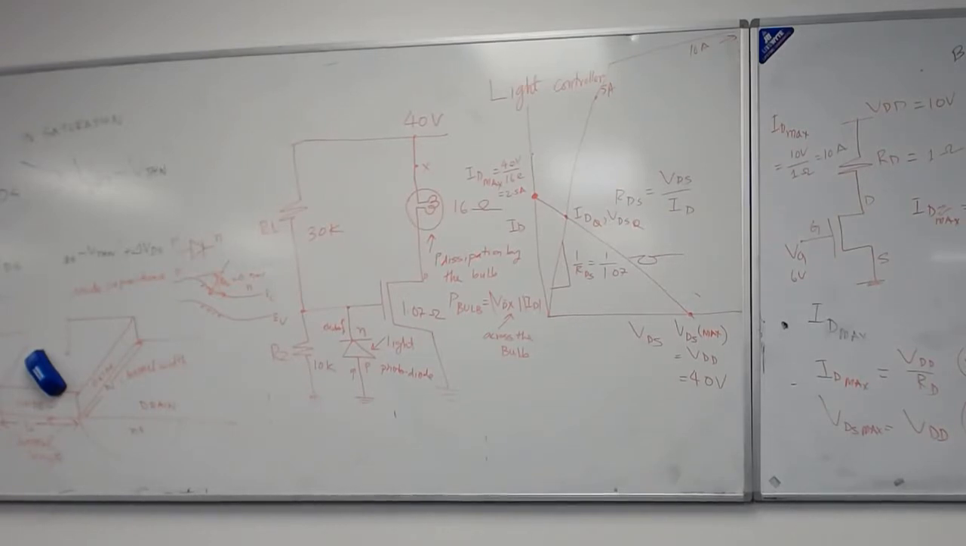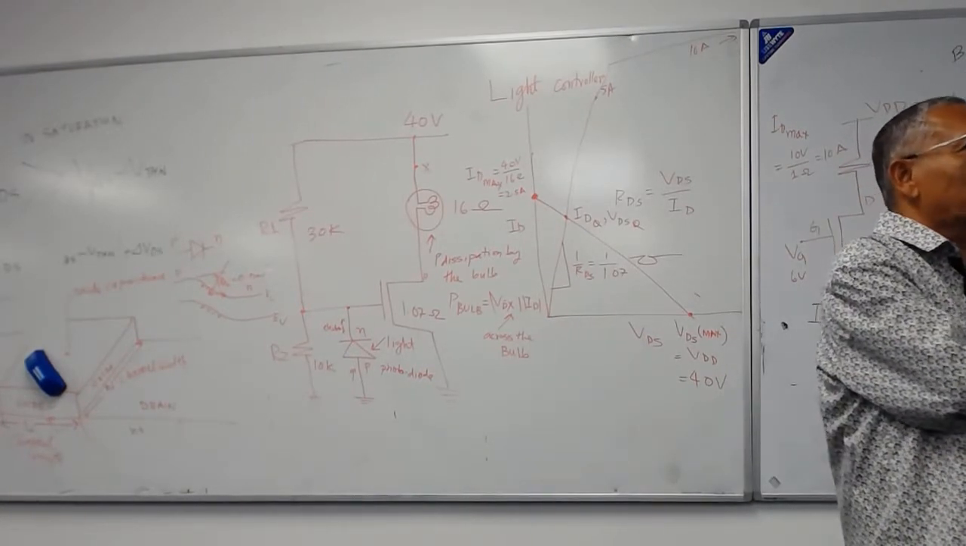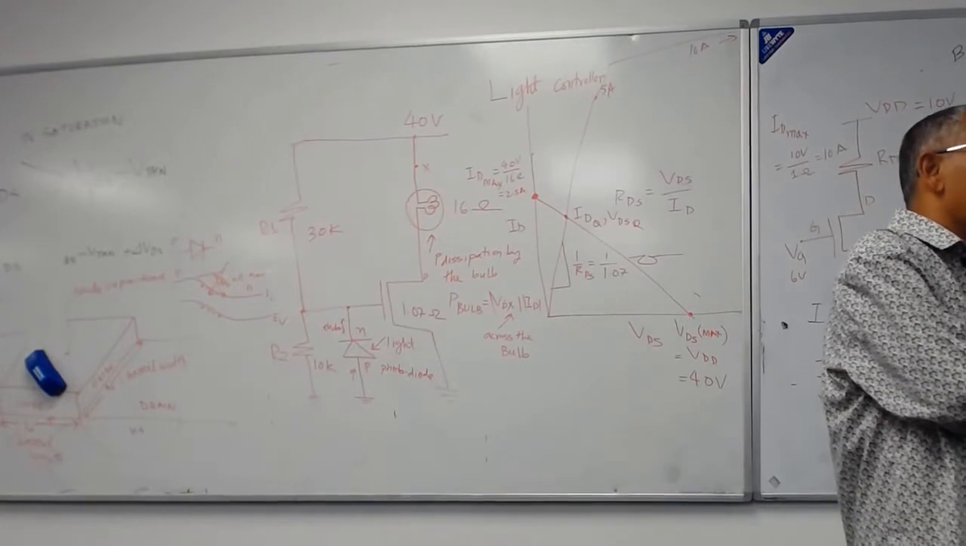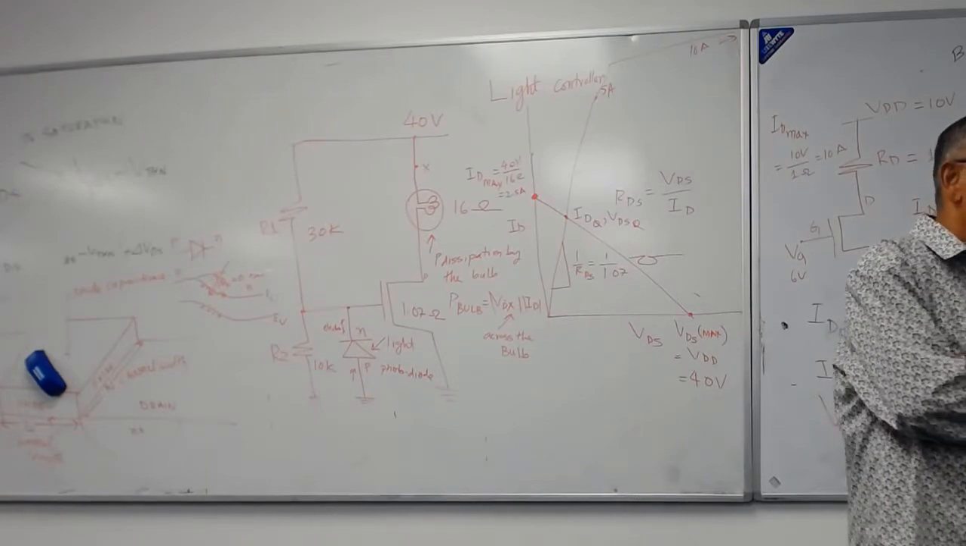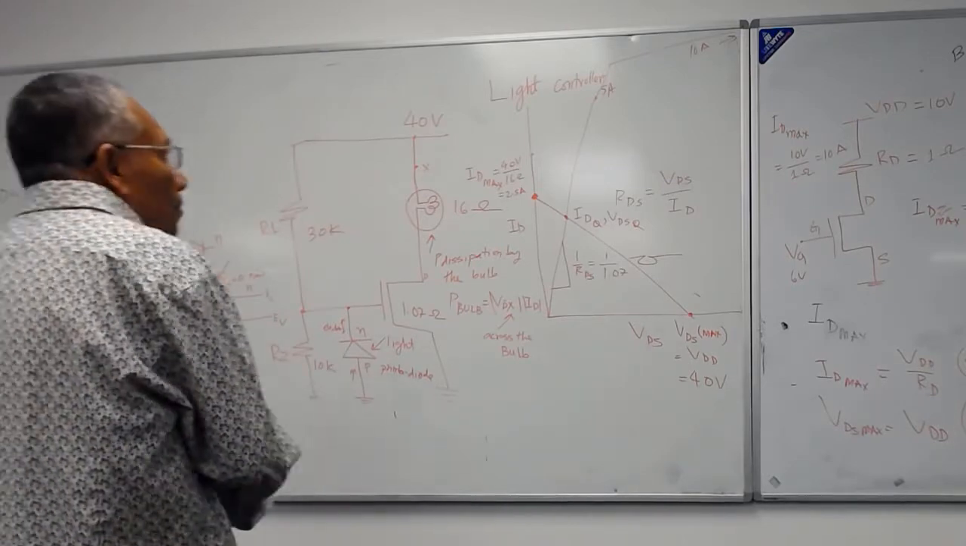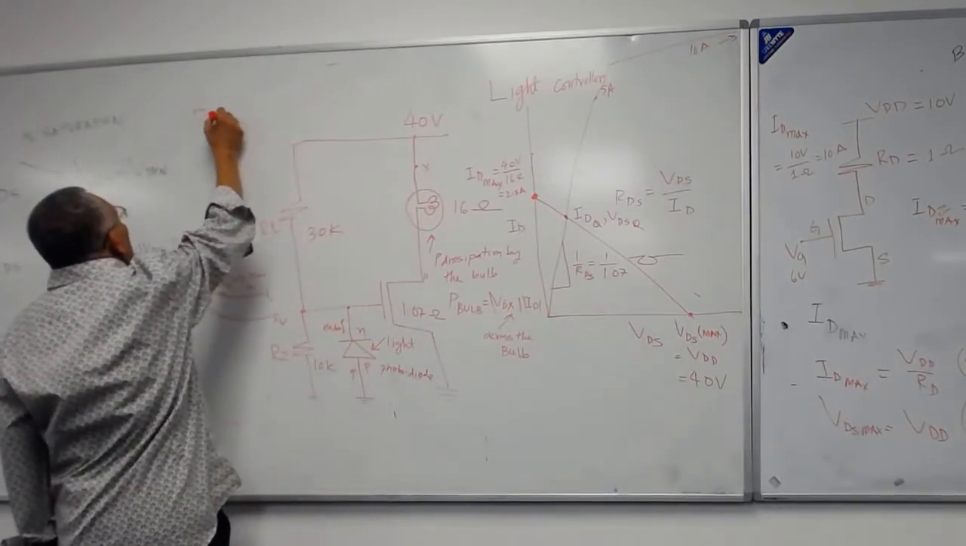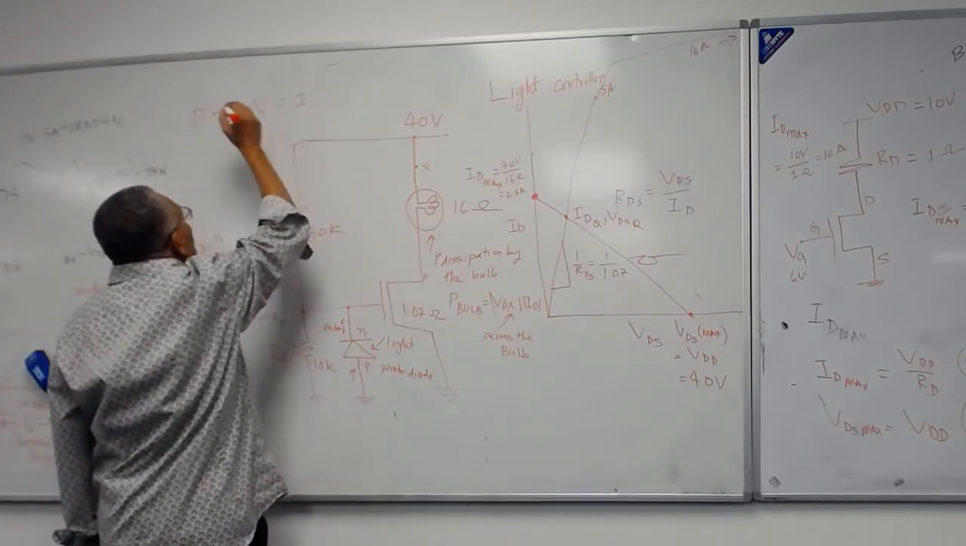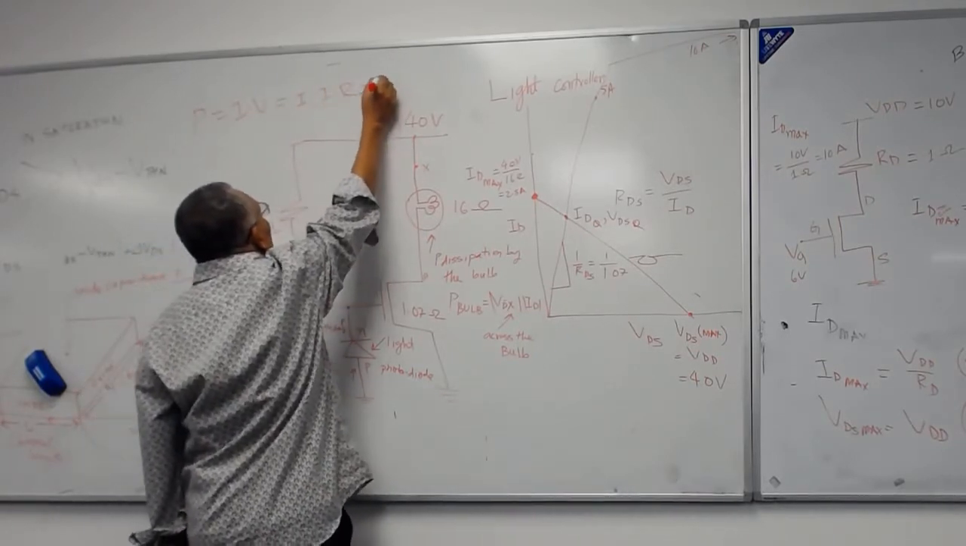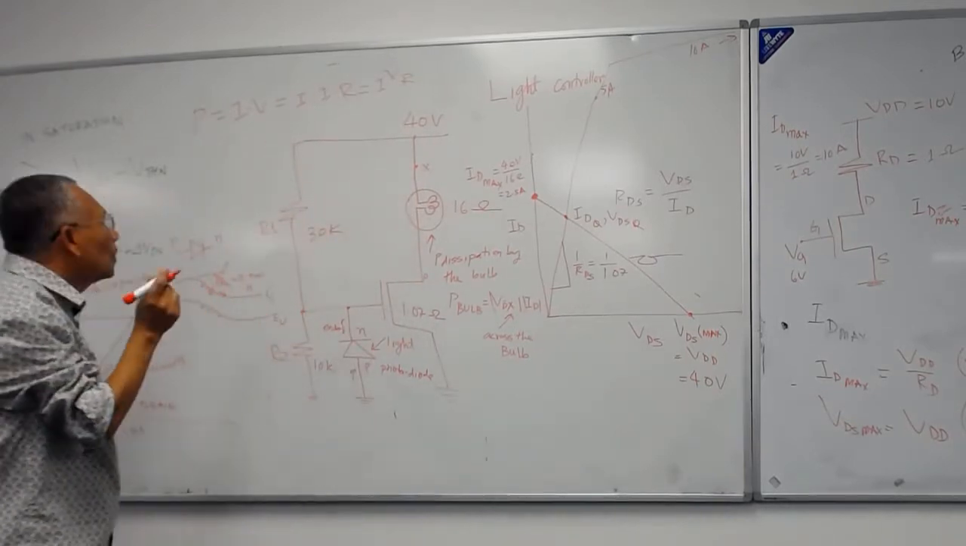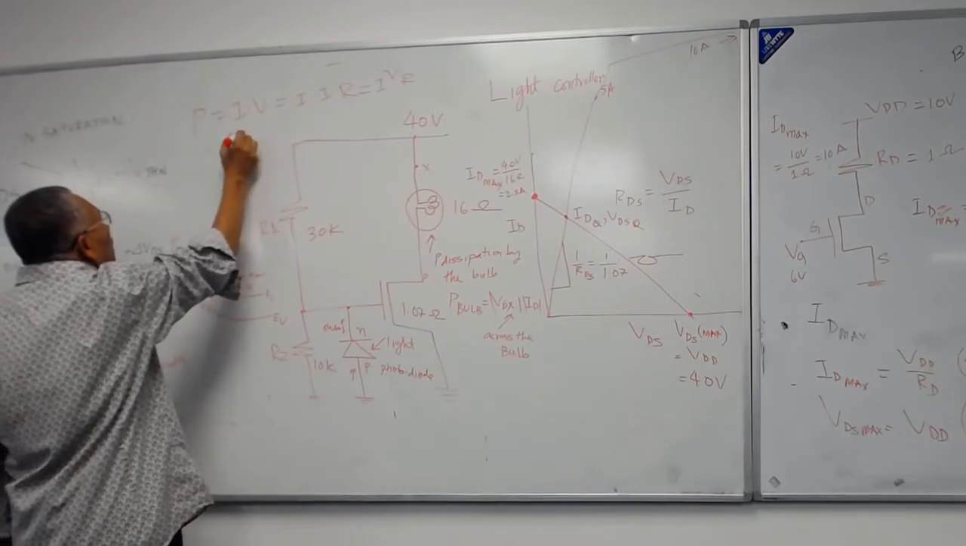You know the equation P equals I squared R? You can do that. It's the same thing. I into R is your voltage, you see? So I squared R means I into R. It's the same thing. I equals V divided by R, so power equals V squared by R.